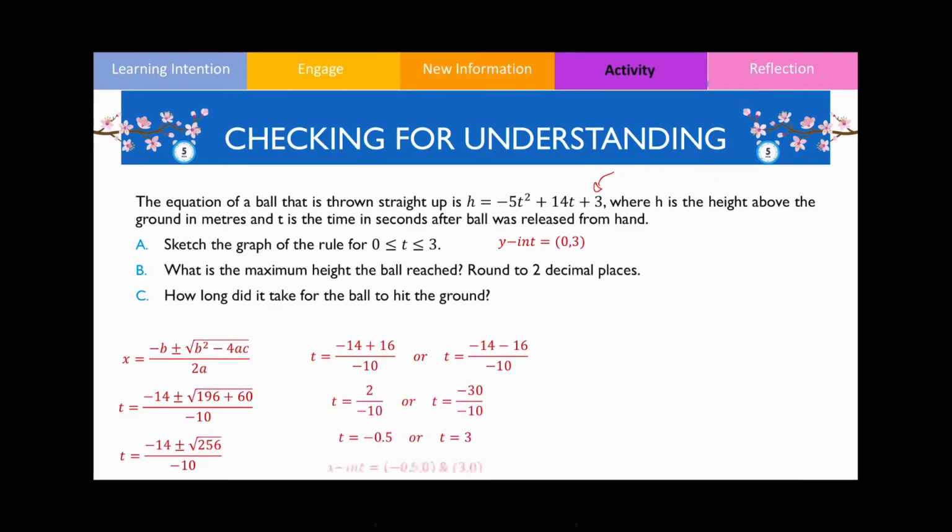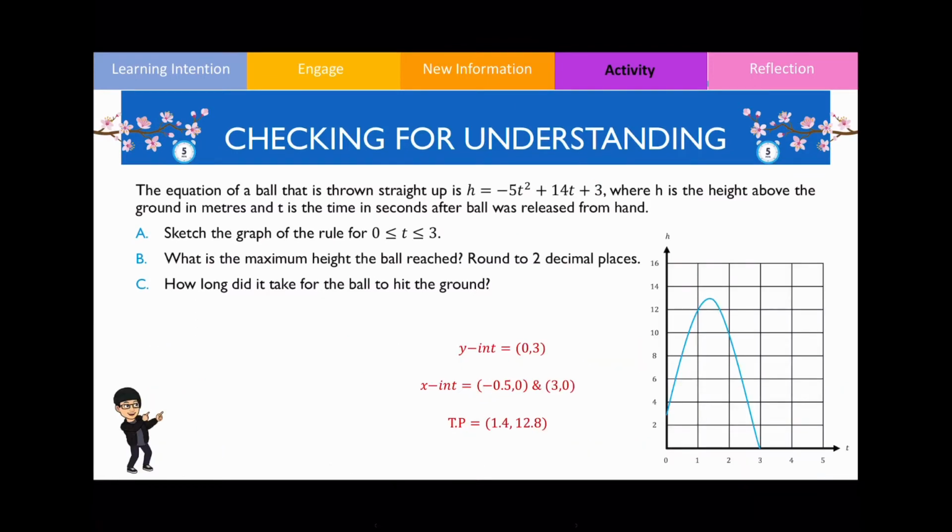We'll now find out what our turning point value is by using the formula negative b on 2a. Substitute the values in, and you should get an x value that's equal to 1.4. Substitute that back into the original equation to find out what the y value is, and you will get an answer of 12.8. Hence, write your turning point as a pair of coordinates. And now that we've found out all the key features, we should be able to graph it. So this is what your graph should now look like.